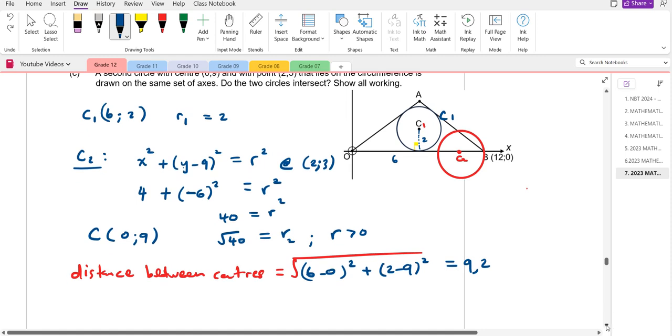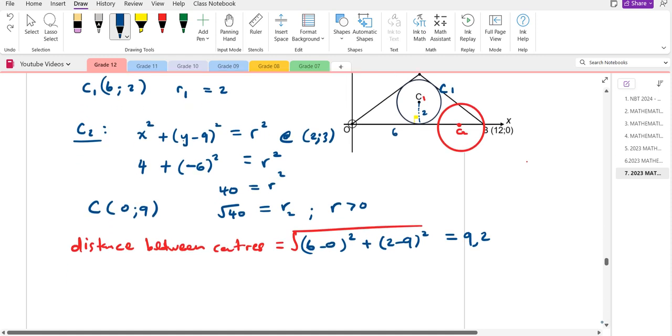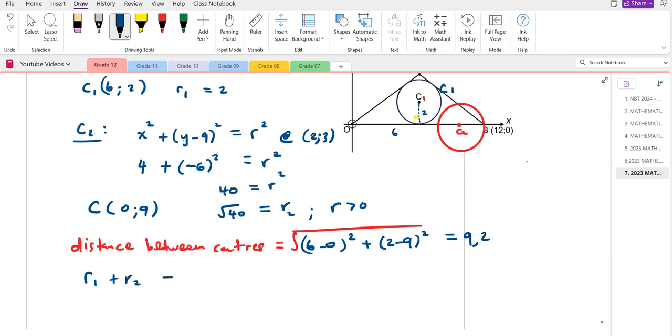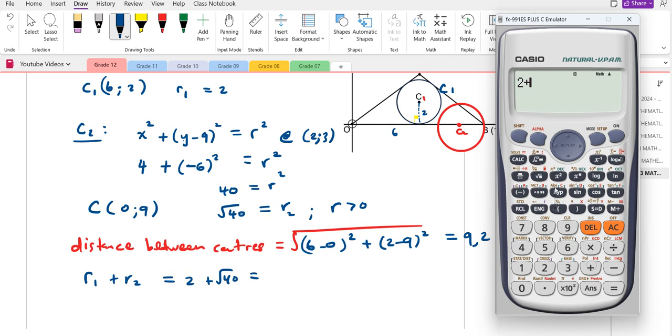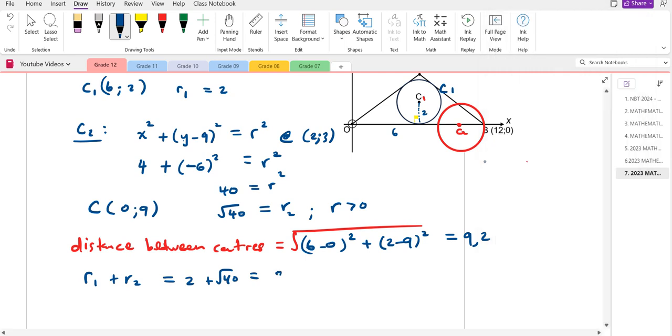And the sum of the radii, the distance between the centers, right? Now we're working out r1 plus r2, the sum of the radii, which is 2 plus the square root of 40. I'm getting an answer of 8.32. Right? I've got 8.32. The distance between the centers is 9.2, right? But the sum of the radii is smaller.